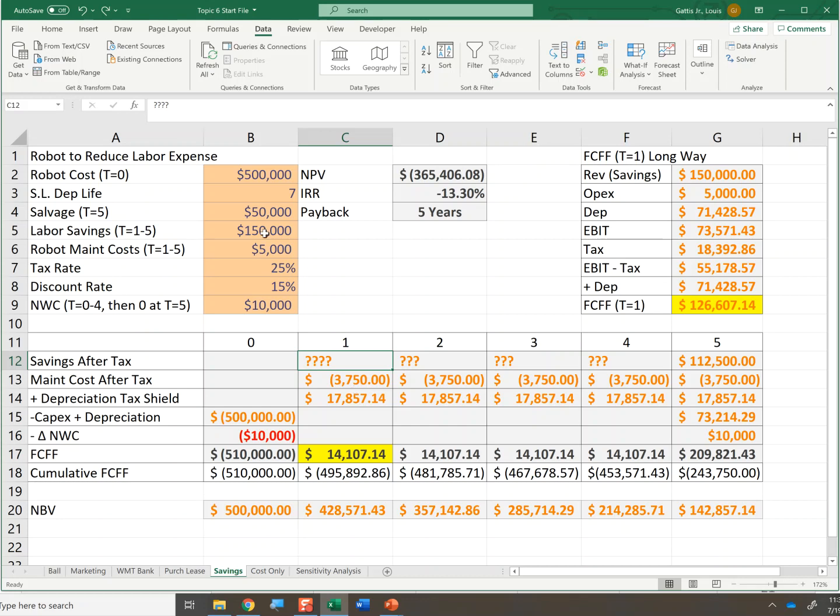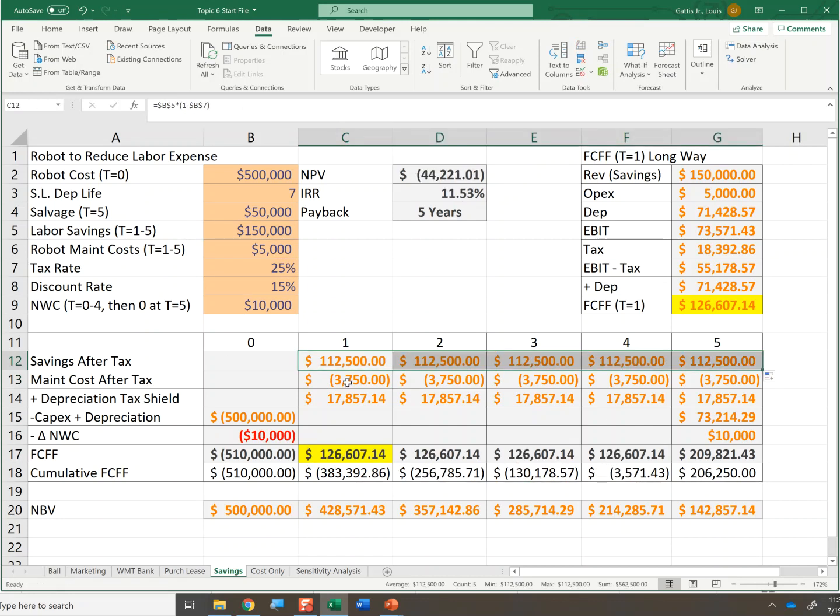So the trick in deciding whether you want to do some cost savings measure and whether it has a positive NPV is treat cost savings as revenues. So the absence of an expense is a revenue. So I'll take my savings, $150,000, anchor that, multiply times 1 minus the tax rate. Anchor that. So my after-tax savings is 112,500.